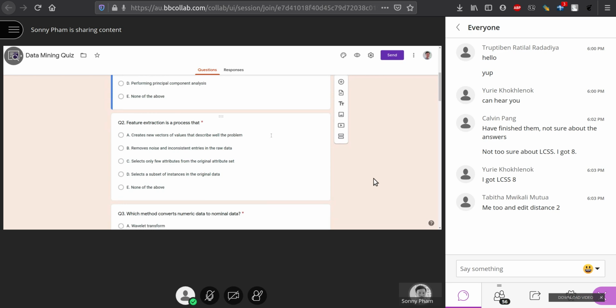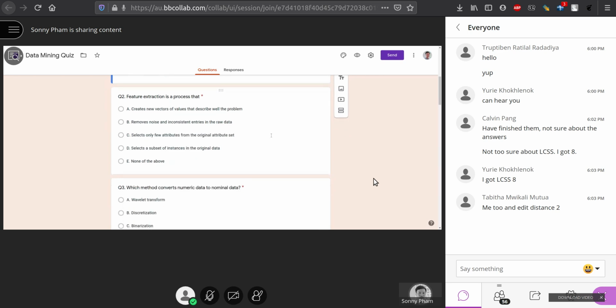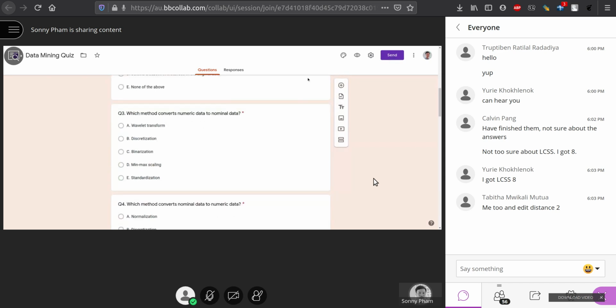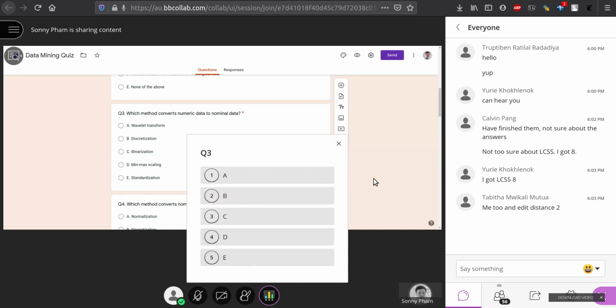Right, the next one, let's do a quick one. Question 3. If you need to convert numeric data to nominal data, which one would you choose among these methods? We have Weber transform. This should be an easy one. A, B, C, D, E. Okay, so have a go. It should not take you more than 1 minute.